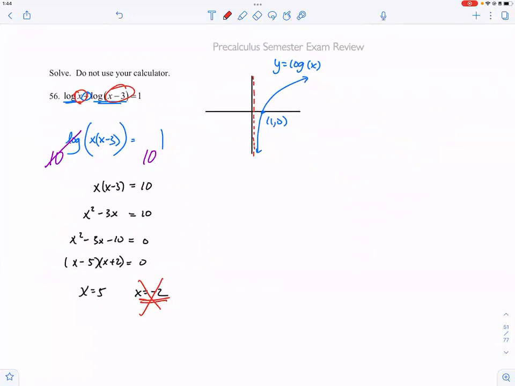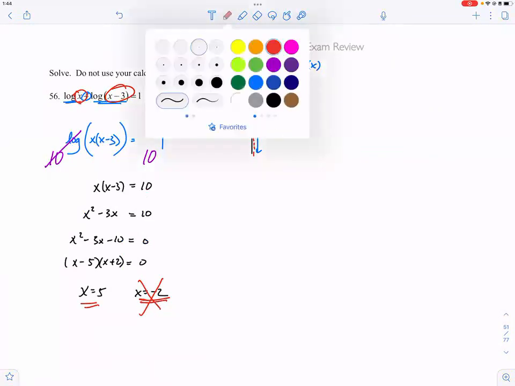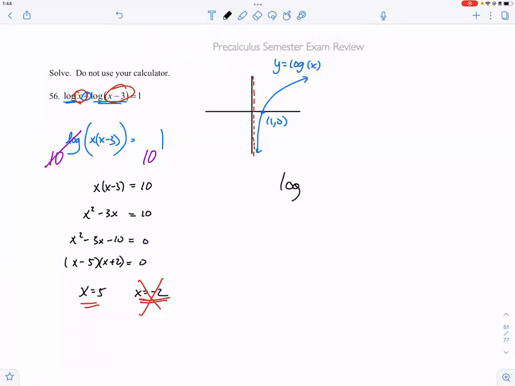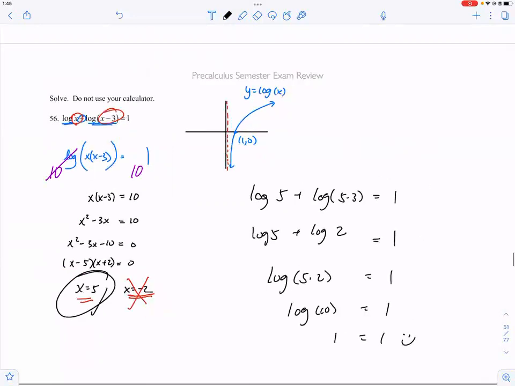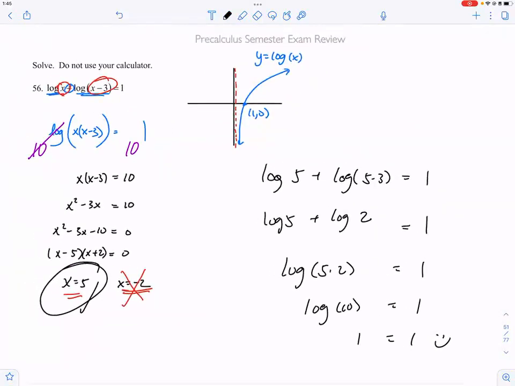So the only way that it's possible is to have x equal 5, because if we put it back and check, log 5 plus log of 5 minus 3, okay, it's equal to log 5 plus log 2, and log of 5 times 2 is equal to log 10, and that's equal to 1. So that works. x equals 5 would work very, very well.